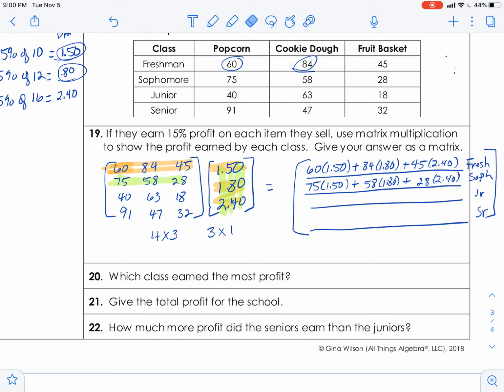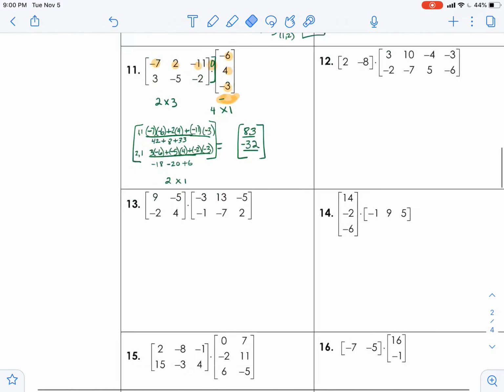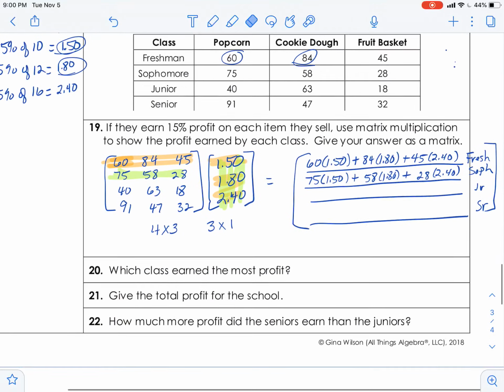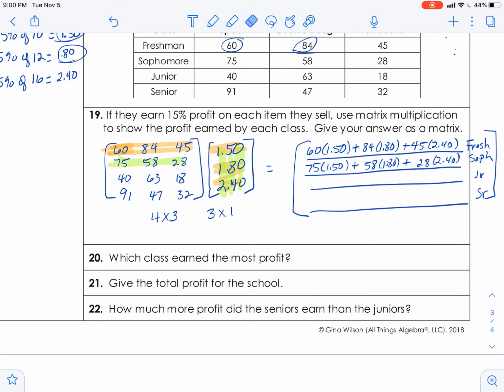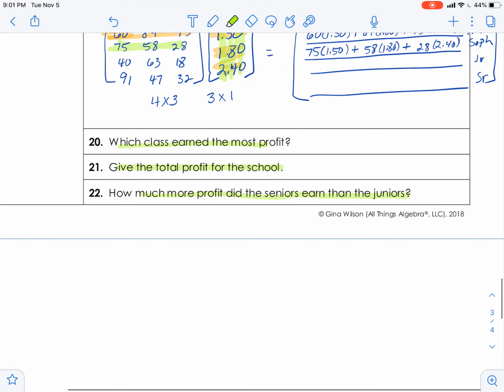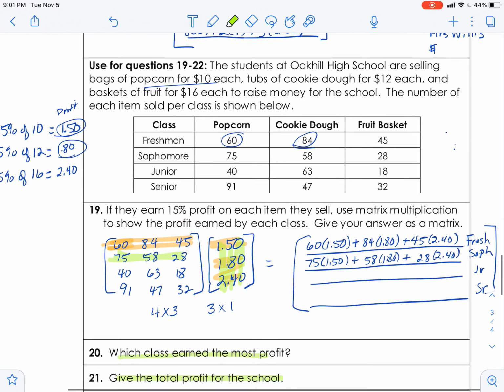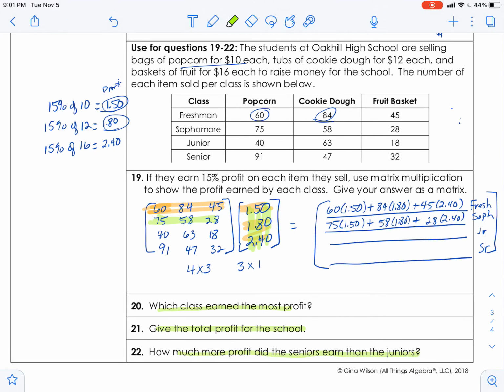So you can go ahead and finish that out. That is the amount that the freshmen made, sophomore, juniors, and seniors. And then the next question says, which class earned the most? And then give the total profit for the entire school. What would you need to do to get that? And how much more profit did the seniors make than the juniors? So answer those questions and continue to try the rest of your applications or whatever else you have to do. It looks like that might be the last application on this sheet.